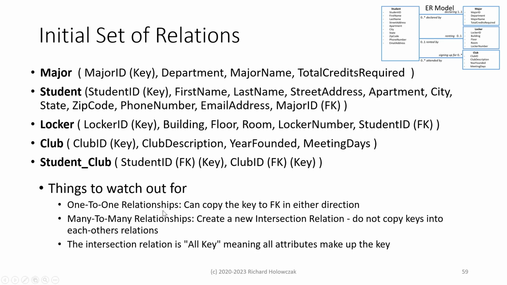So a couple of things to watch out for. For one-to-one relationships, we can copy the key to the foreign key in either direction, but only in one direction. In many-to-many relationships, we create a new intersection relation. Do not copy the keys into each other's relations. Notice we didn't copy club ID into student or student ID into club. Instead, we create something that is brand new called student club. The intersection relation is all key, meaning all of its attributes make up the key.